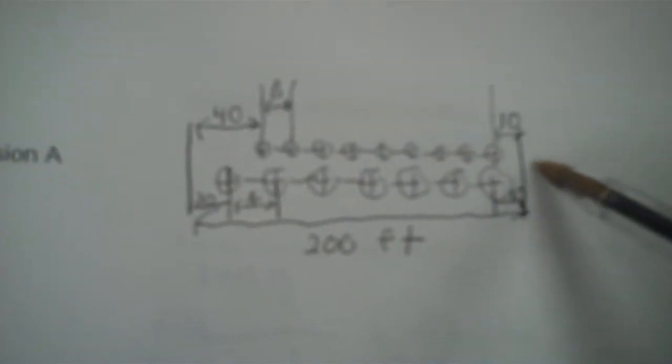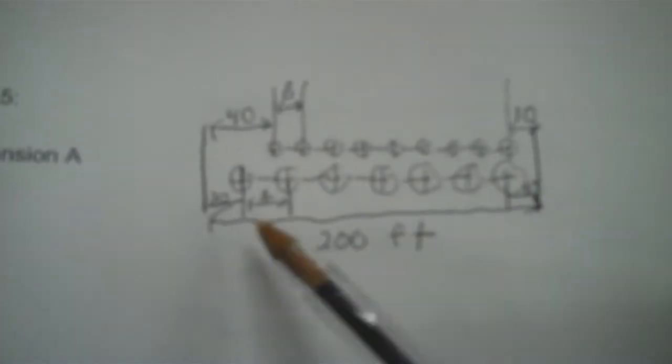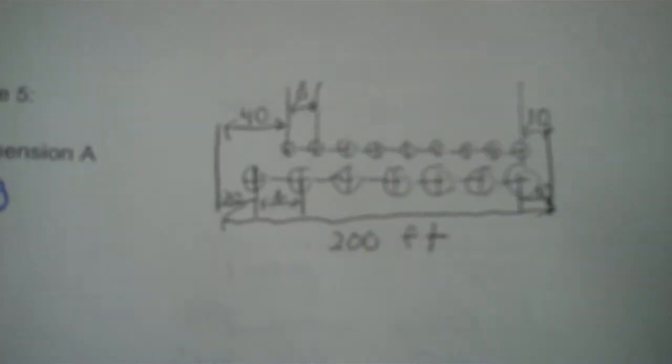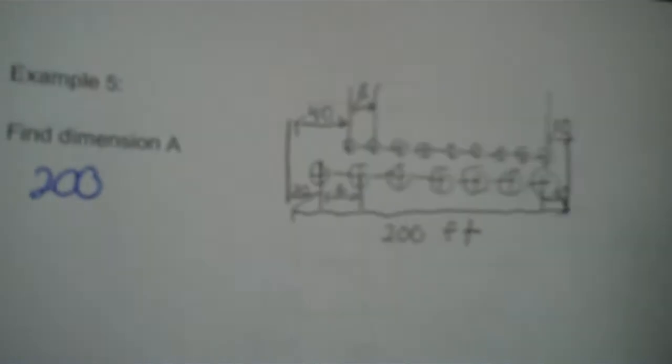Okay, example 5. You need to find the length of dimension A. Okay, so look at the parallel dimension. It's 200 feet, the outside parallel. Now this is like a plate, and these little circles are bolts. So I need to find how far it is between each bolt up here for part A. There are 2 rows of bolts, the little bolts and the big bolts. First I'm finding the distance between each big bolt. Well, first I need to subtract the outsides, 20 and 10.